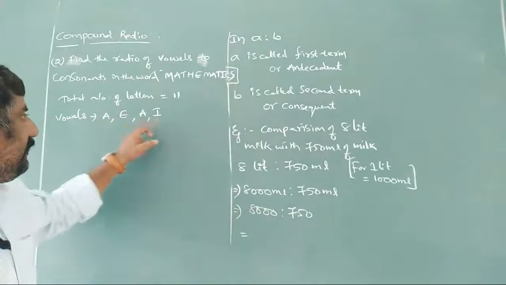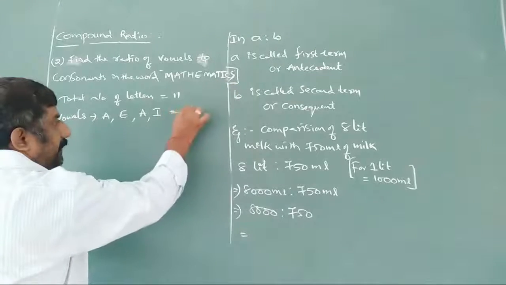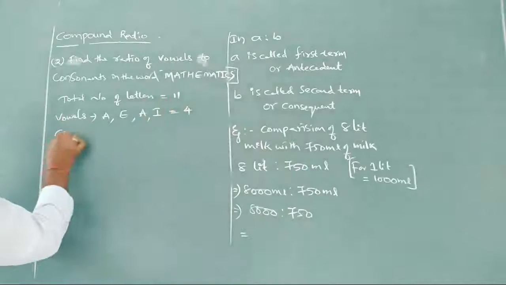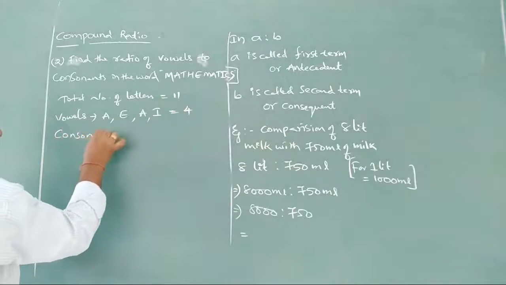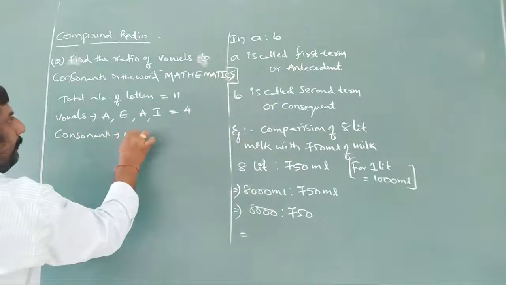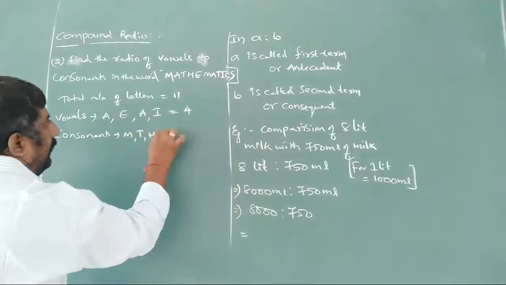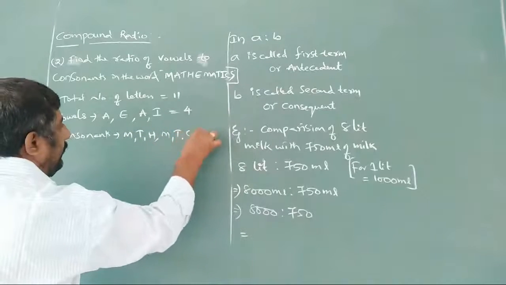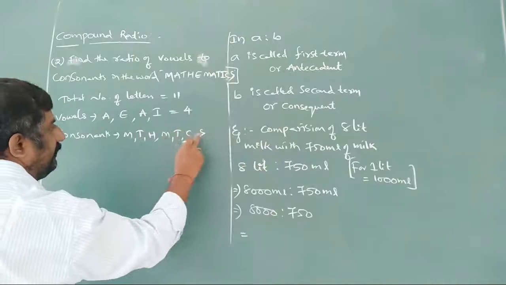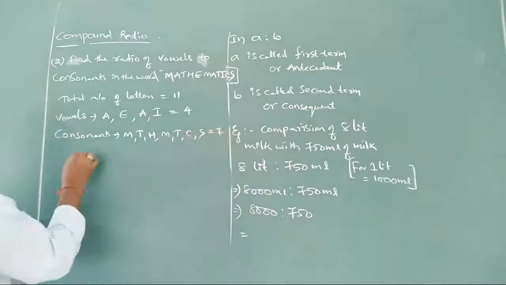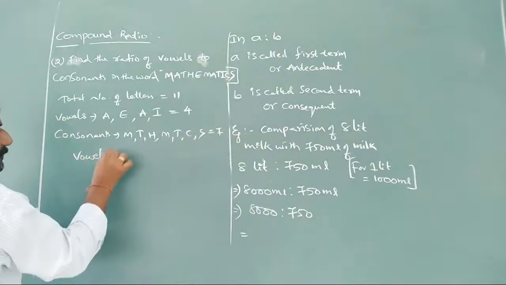Now how many vowels are we finding here? 4 vowels we are finding here and the remaining are consonants: M, T, H, M, T, C, S. 1, 2, 3, 4, 5, 6, 7. Now what do we need? Vowels to consonants.